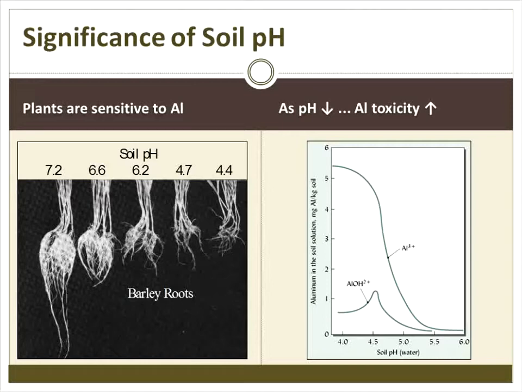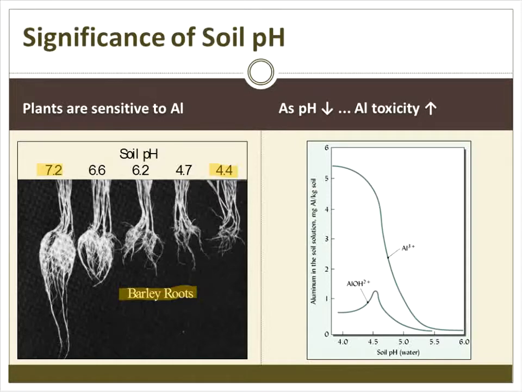Well, I've made a number of comments. It probably seems like I'm spending a lot of time on aluminum, particularly when we were back talking about the cation exchange capacity, and there's a reason for that. It's because aluminum can be extremely toxic to plants. What we're looking at here are barley roots at a variety of pH ranges, 4.4 to 7.2. So a condition not much different than what you might find in North Carolina, 4.4, versus a neutral condition at 7.2. And what I want you to focus on is these things down here.